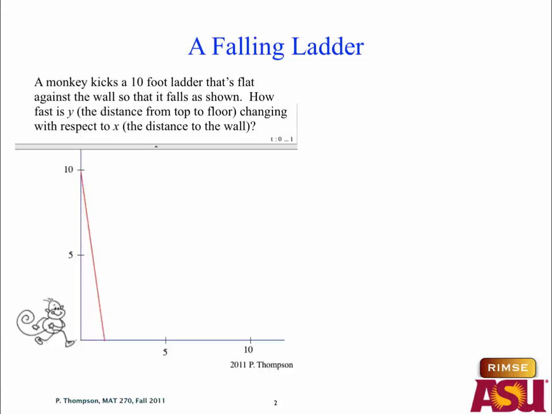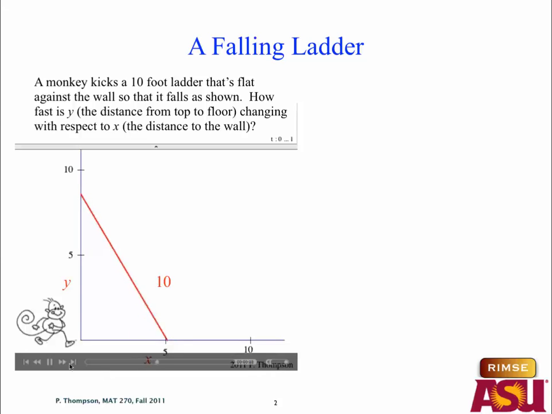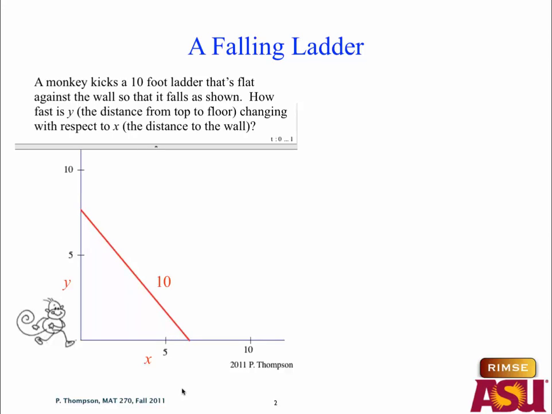Does the setup make sense? So basically what we want to start by doing is defining our quantities. x is the distance of the bottom of the ladder from the wall. And y is the distance from the ground up to the top of the ladder. And the ladder is 10 feet. When you've got these application problems, you always want to draw pictures and define your variables specifically. So here's the setup.